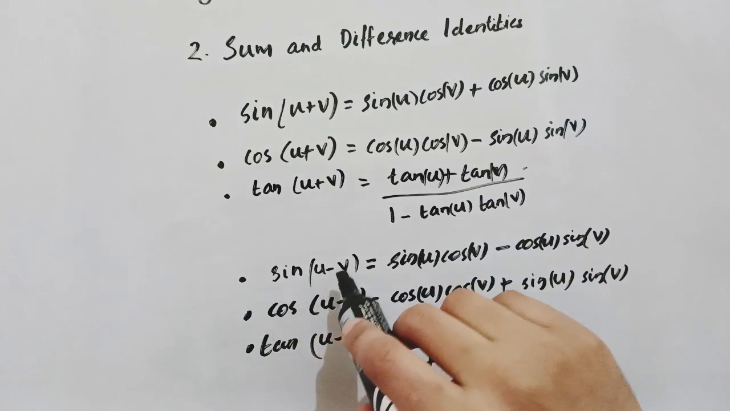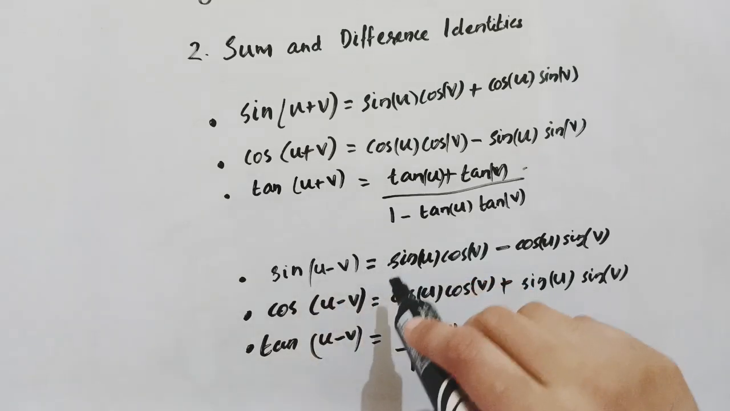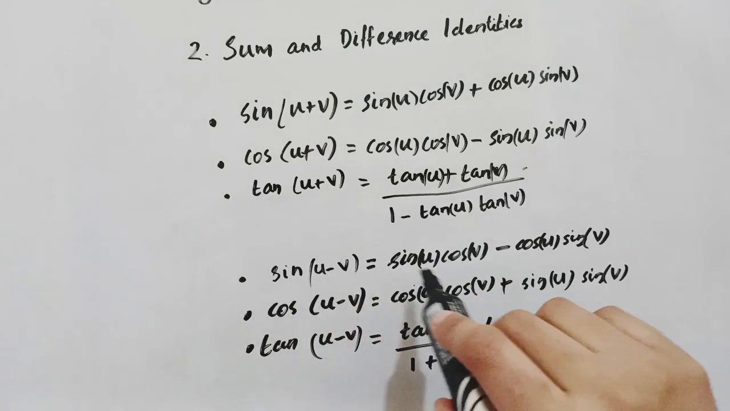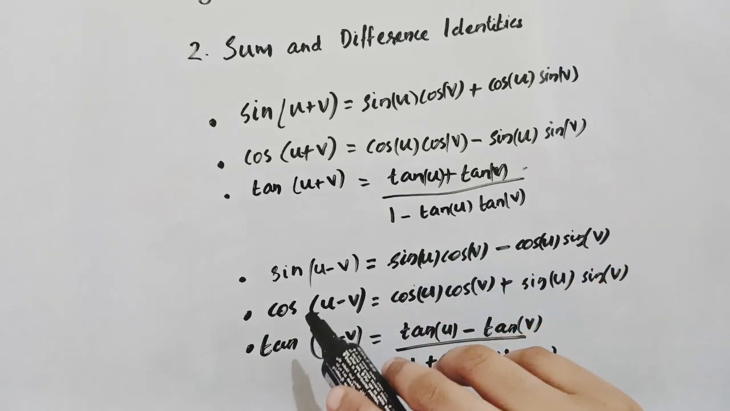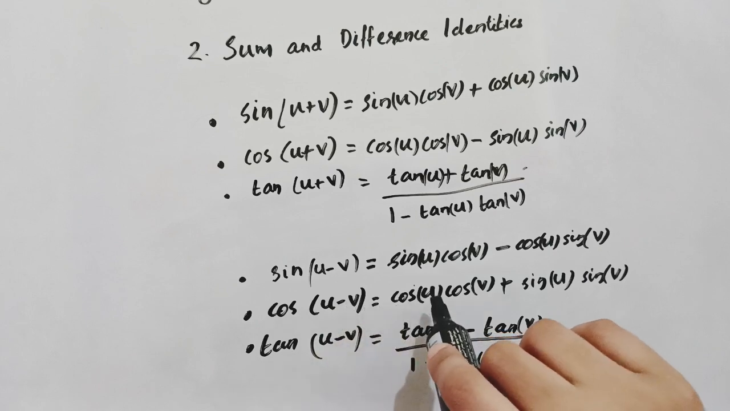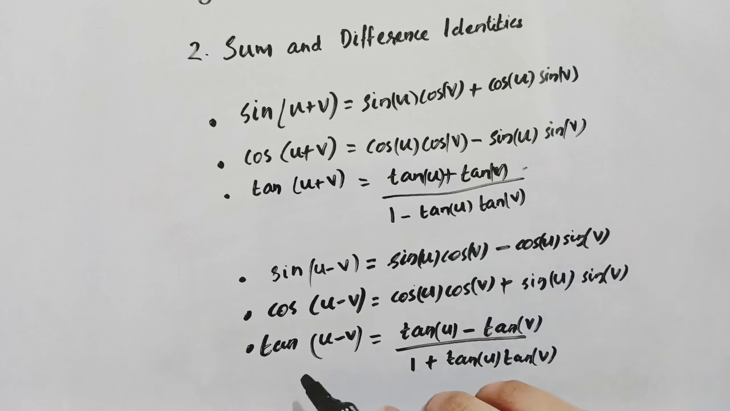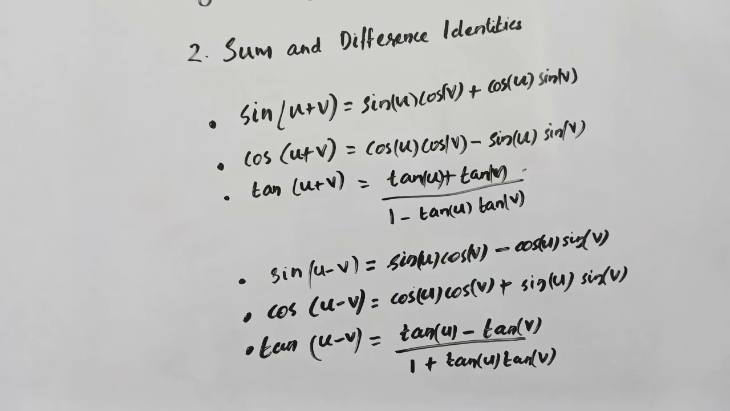Then sin u minus v. This is for sum. Next one is for difference. Then sin u minus v equal to sin u cos v minus cos u sin v. Next, cos u minus v equal to cos u cos v plus sin u sin v. Next, tan u minus v equal to tan u minus tan v by 1 plus tan u tan v. These are the sum and difference identities.